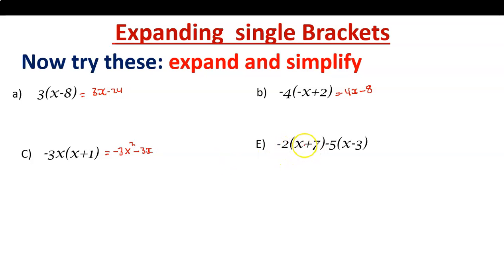This one here, minus 2 times x, that gives you minus 2x. And then it gives you minus 14. I done that. Minus 5 times x, that gives you minus 5x. And minus 5 times minus 3, that gives you plus 15. Are there any like terms? Yes, I got minus 2x here, and I got minus 5x there. If I collected them and added them together, I got minus 7x. But also I got minus 14 plus 15, and that gives you 1.